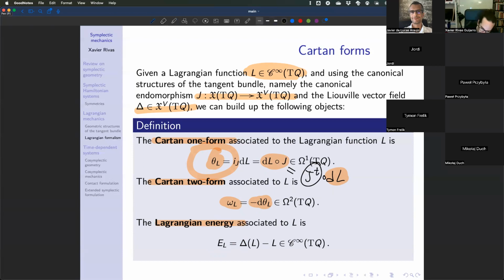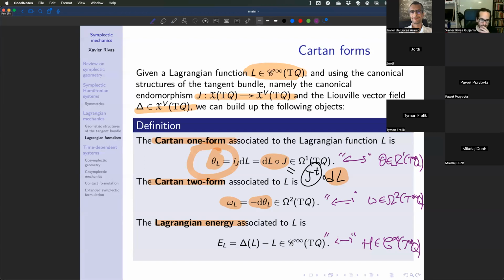This will be the theta, the one form in T star Q. This will be the omega, the two form in T star Q. And this will be the Hamiltonian, which is a function on T star Q. I mean, not exactly, but more or less, you have to think of these objects in this way, more or less analogously. So we can build our Lagrangian energy just by taking the derivative of the Lagrangian with the Liouville vector field minus the Lagrangian.